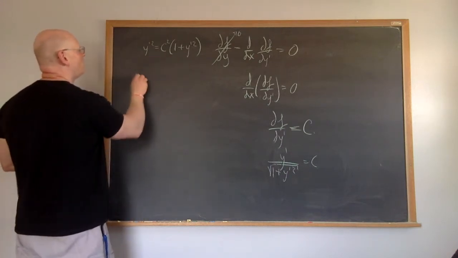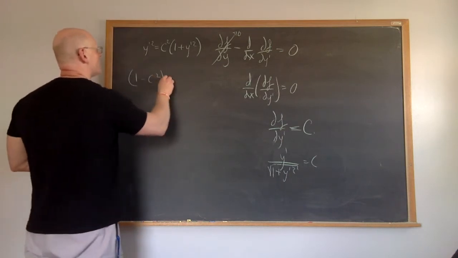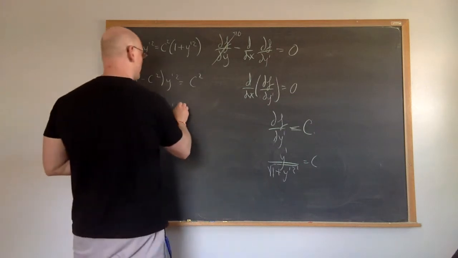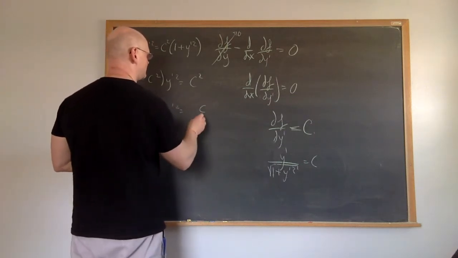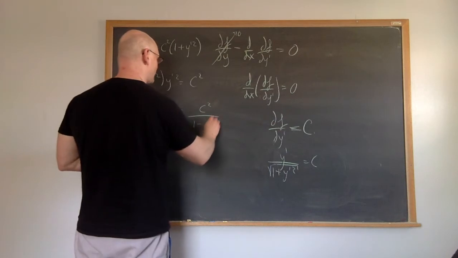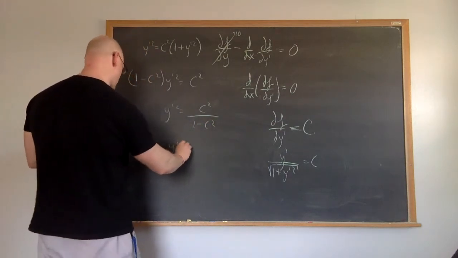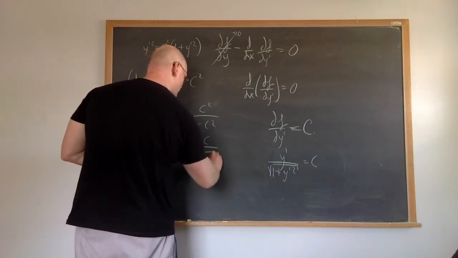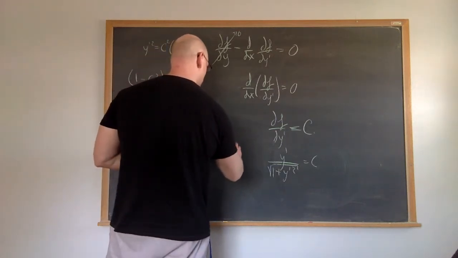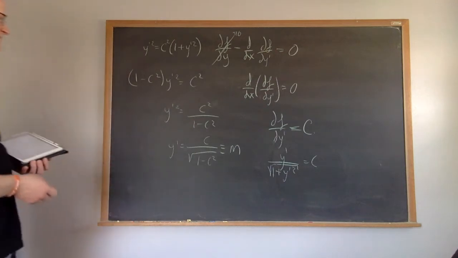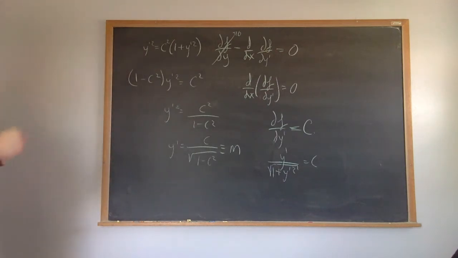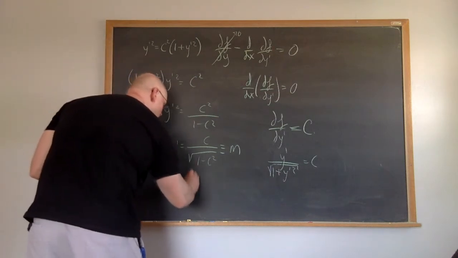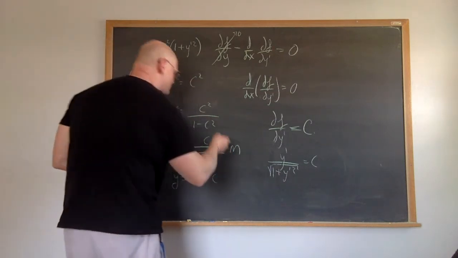So this is going to become 1 minus c squared all times y prime squared is equal to c squared, which means y prime squared must be equal to c squared divided by 1 minus c squared, which means y prime is equal to c divided by the square root of 1 minus c squared, which is simply some constant, which I can call m. So m is simply the slope, so integrating this tells me that y is equal to m times x plus some constant c.